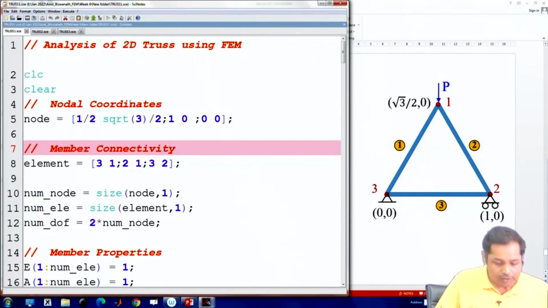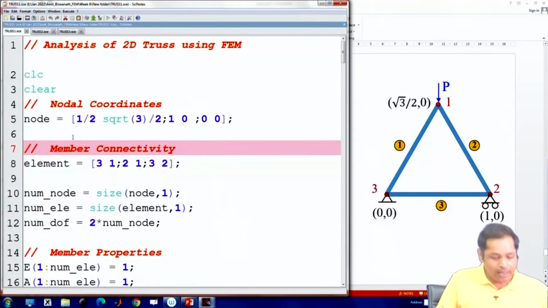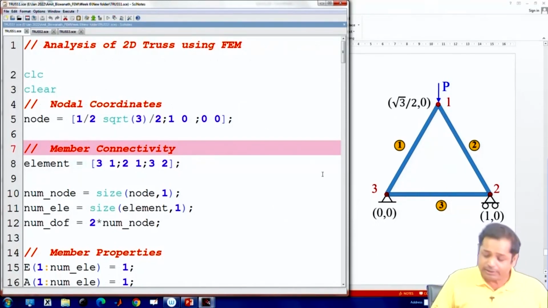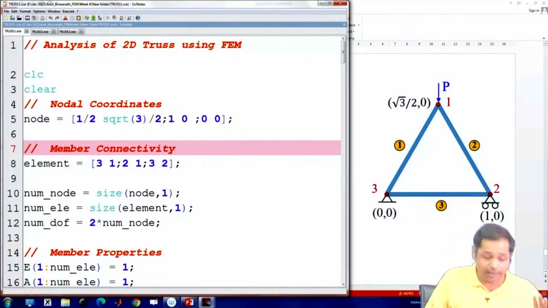Okay. So, what I will do now is, the program is written. I will go through the program and explain it, keeping this example in mind. Okay. Now, first is this structure. We have 3 elements, and these are the coordinates of all the nodes, and these are the forces, and these are the boundary conditions we have.